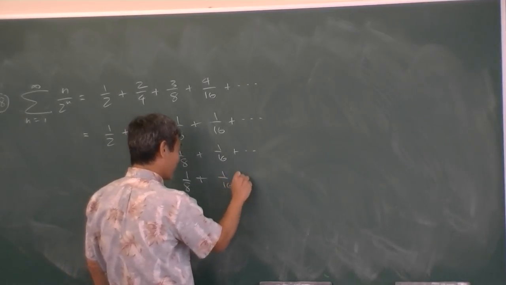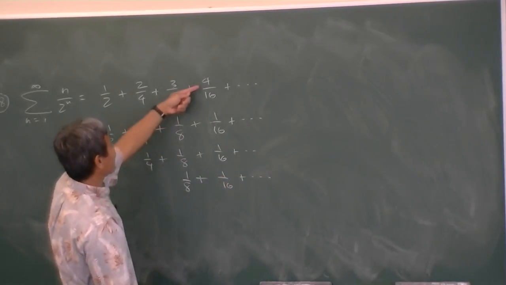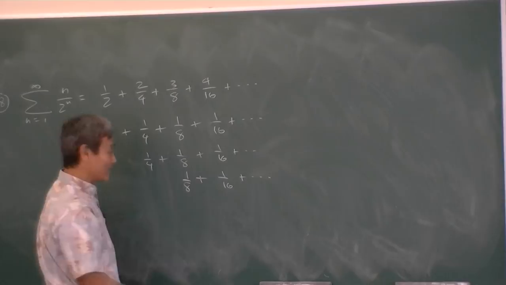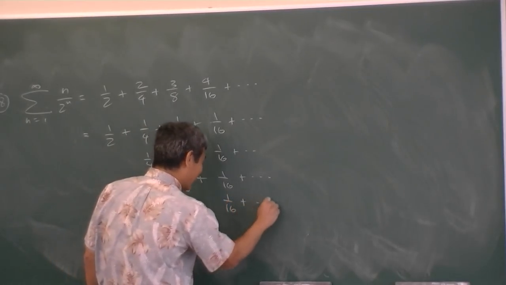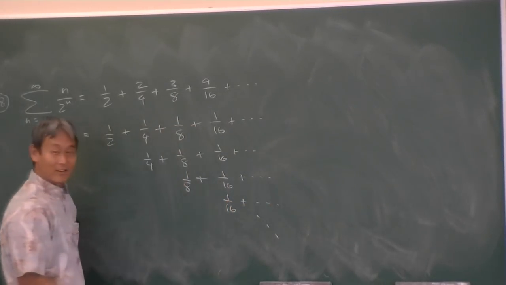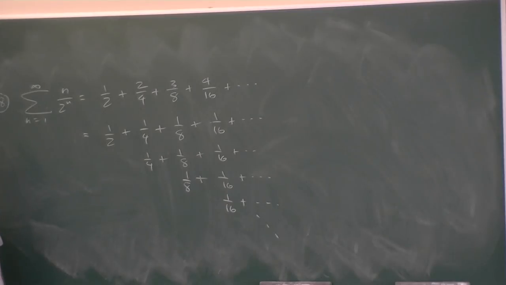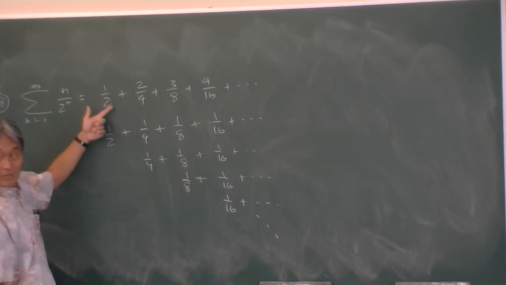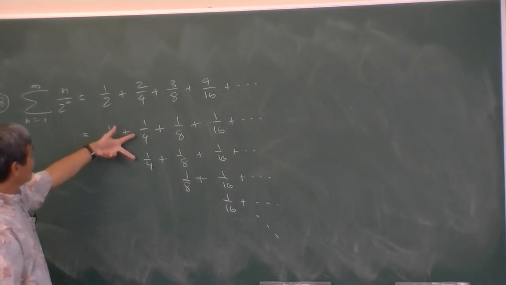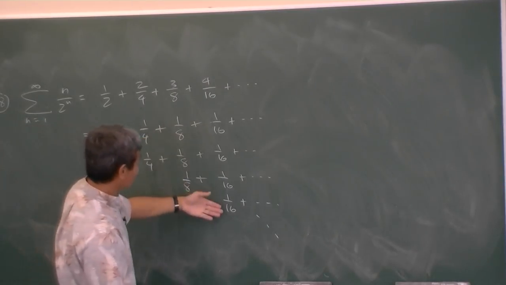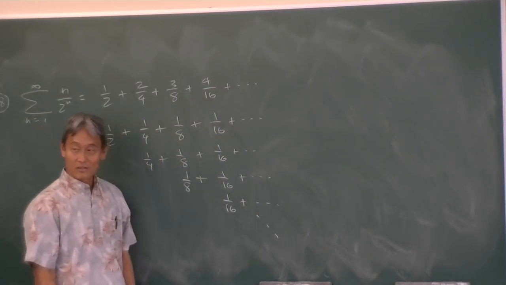Add another line in. Well, Mr. Park, this is 4/16. I only see 3/16 here. Then add in another line. And then you just keep on doing that forever. Can you see that this is the same as the original problem? 1/2 + 2/4 + 3/8 + 4/16 + 5/32 and so forth.